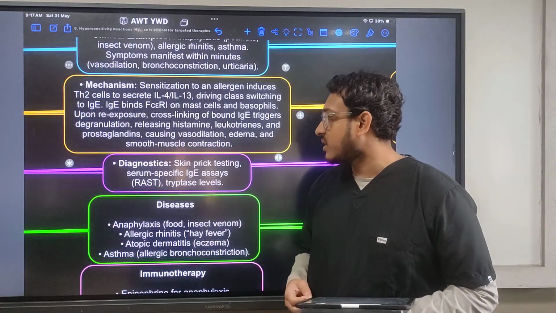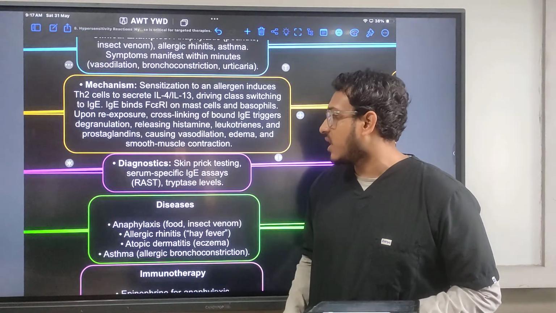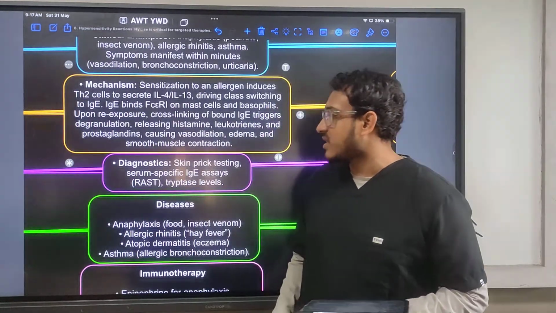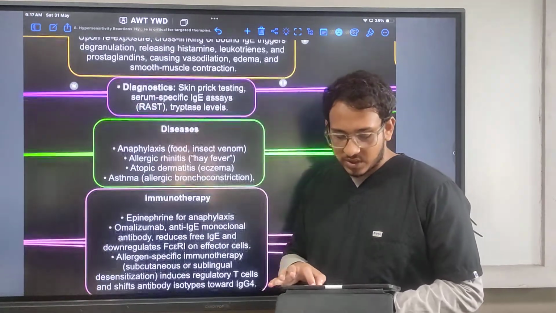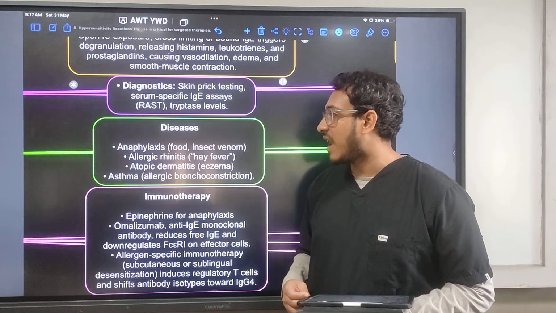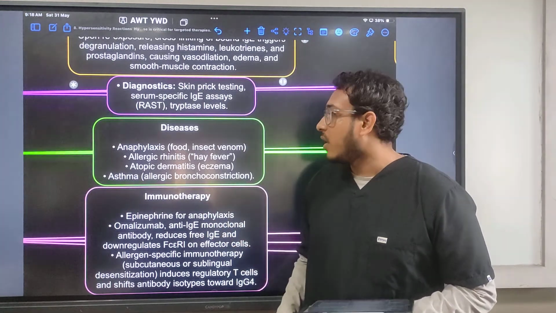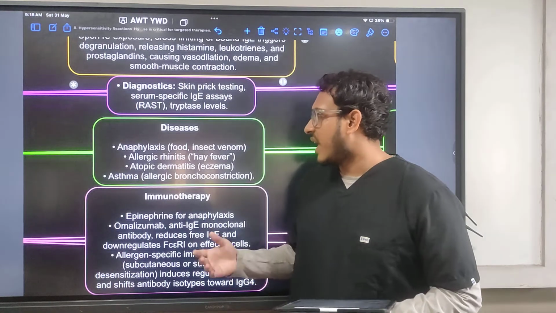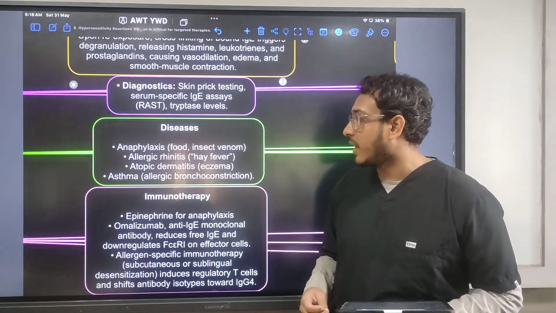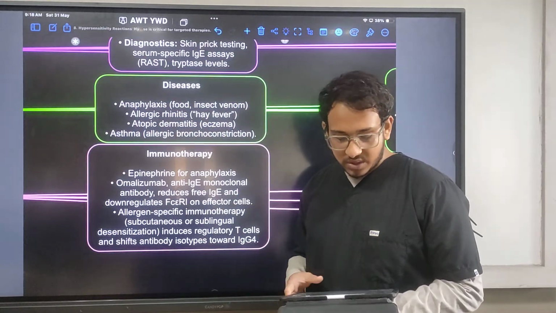Diagnosis: skin prick testing can be done to diagnose this hypersensitivity. Serum specific IgE assays and tryptase levels can be assessed for diagnosis. Some common diseases that are caused are anaphylaxis, which may be caused due to food or insect or venom bite, allergic rhinitis, also known as hay fever, atopic dermatitis, and asthma, also known as allergic bronchoconstriction.